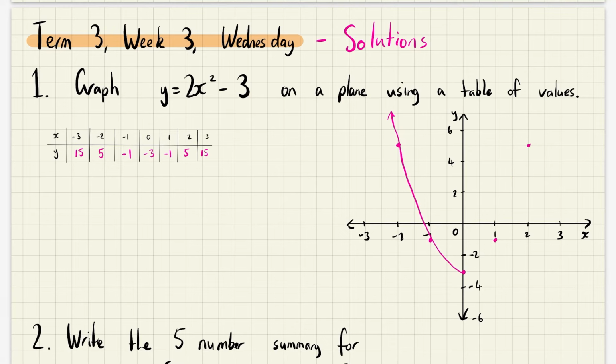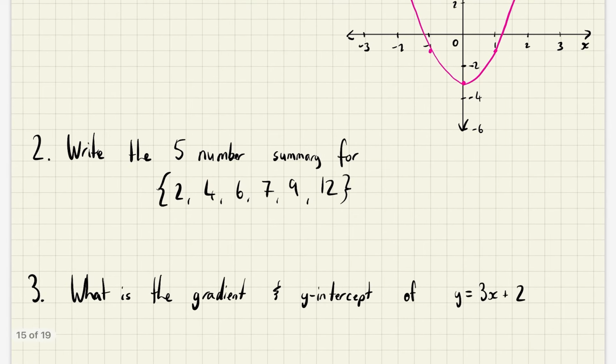Oh, you know what, I'm going to redo that one. I'm going to try and get as nice of a curve as possible. I find it hard to do the right-hand side because I'm right-handed. Yeah, and that's it. And I'm going to label it: y is equal to 2x squared minus 3. So that's what it looks like there.